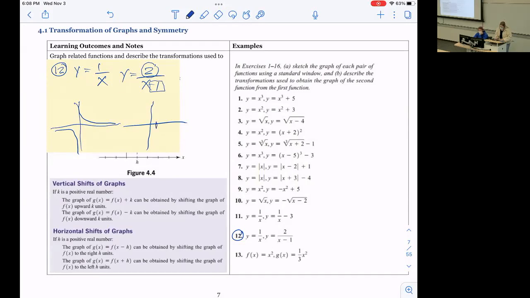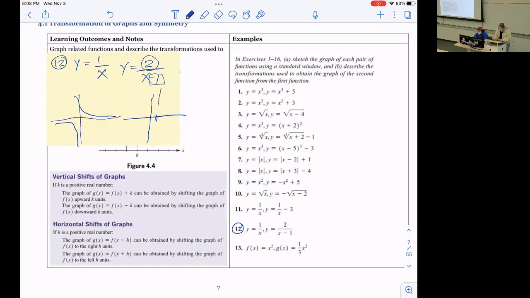So instead of splitting the graph at the y-axis, we're actually going to split the graph at x equals 1, which means we're just going to have a steeper graph 1 unit to the right. Does that make sense? Any questions about that? All right. Any others that you want to go over?